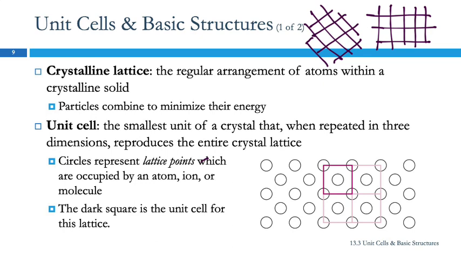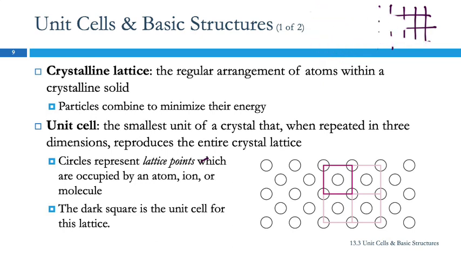What we're going to be looking at here is a three-dimensional lattice, but it's really the same idea. So here we're looking at different atoms in a crystalline solid. And so the lattice points are the places that are occupied by an atom, an ion, or a molecule. And then we're looking for the unit cell, which is the smallest unit of the crystal that can be repeated. You repeat that in all three dimensions and you get the crystal.